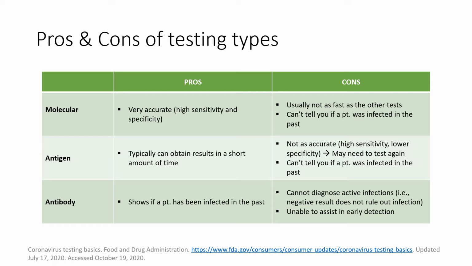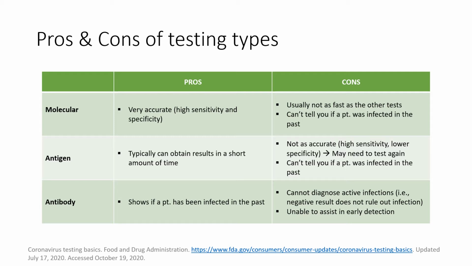Let's summarize some of the pros and cons of each of the types of tests available. It's important to weigh options among the different testing options, as they require different resources and provide patients with different information that is important to counsel on. With molecular or PCR tests, the main pro is that it is more accurate than the other available tests. The main drawback or con to molecular tests is that they aren't as fast with reporting test results as the other types. They also can't tell if a patient has been previously infected with coronavirus.